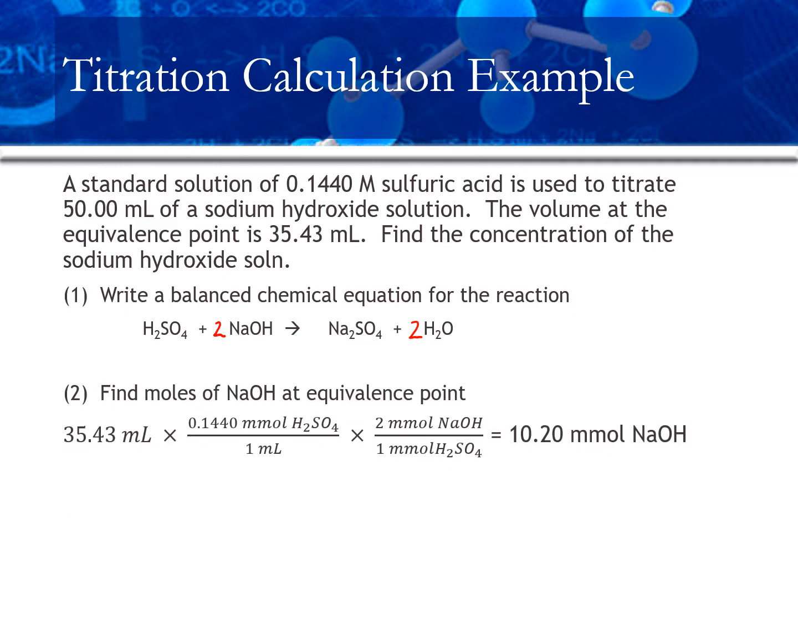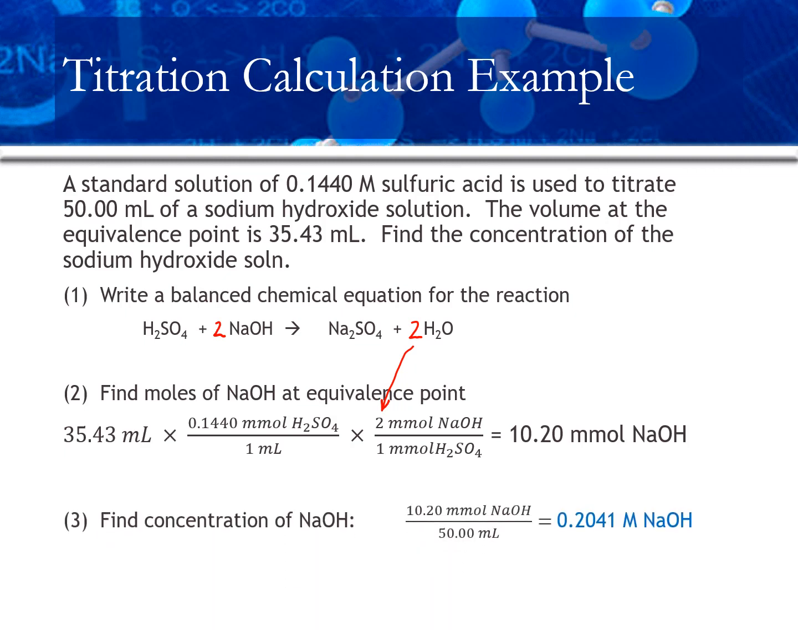Then we can calculate the number of moles of sodium hydroxide at the equivalence point. We start with the volume of acid added and multiply it by the concentration of the acid. Again, that's from the problem. That will give us the number of millimoles of H2SO4. We then use the stoichiometric ratio, and again, the stoichiometric ratio is from the balanced chemical equation. That's where I get that 2 from. That converts from millimoles of sulfuric acid to millimoles of sodium hydroxide. So we get the answer, 10.20 millimoles of sodium hydroxide.